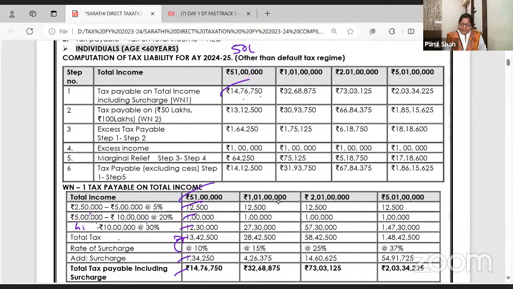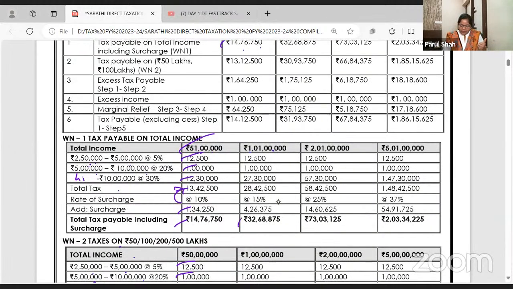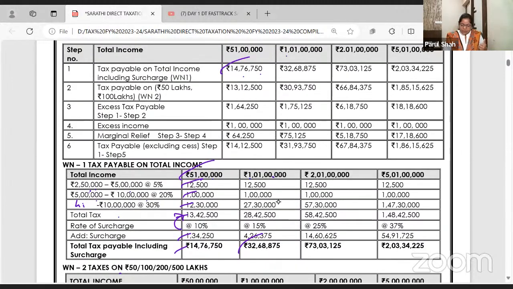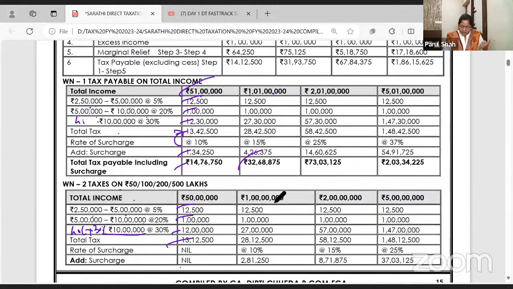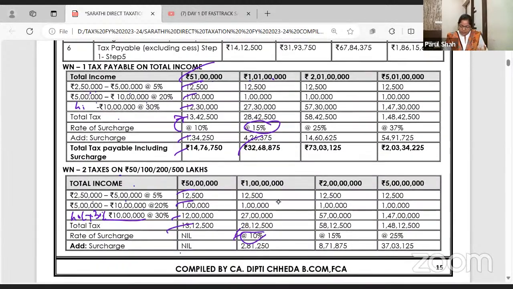Suppose your income exceeds 1 crore and 1 lakh. So on 1 crore and 1 lakh, tax is 32. Up to 1 crore also, the surcharge is 10%. But just because the income exceeded 1 crore 1 lakh, I had to pay a surcharge of 15%. So then what is the tax on 1 crore along with the surcharge?